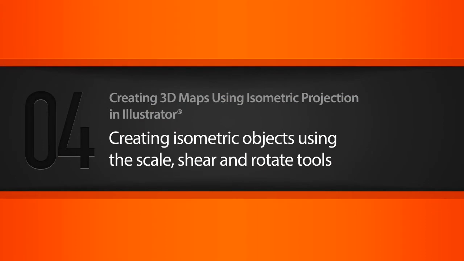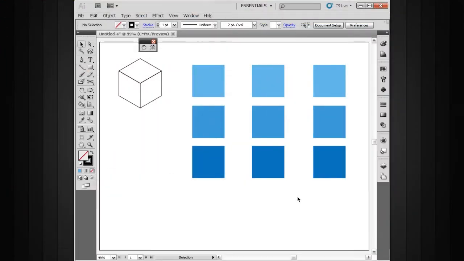In this lesson, we'll learn how to use the scale, shear, and rotate method to create isometric artwork. Alright, so in the previous lesson, we learned how to create an isometric grid and then draw shapes based on that grid. Now, an isometric grid is a really great way to create some basic shapes and get used to the idea of isometric projection.